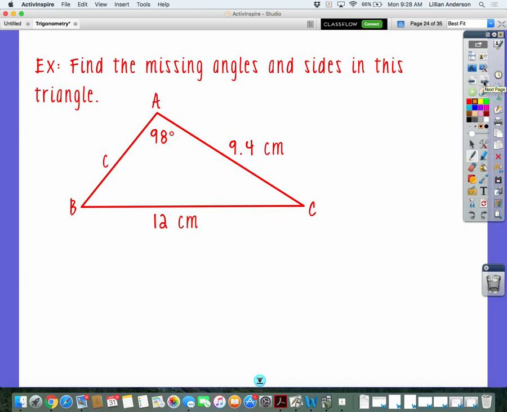Here we go. We're going to find the missing angles and sides of this triangle. This triangle here is given to us. Obviously, it could have said to solve the triangle. If it ever says solve the triangle, that means find its missing angles and sides that are not already given to you.